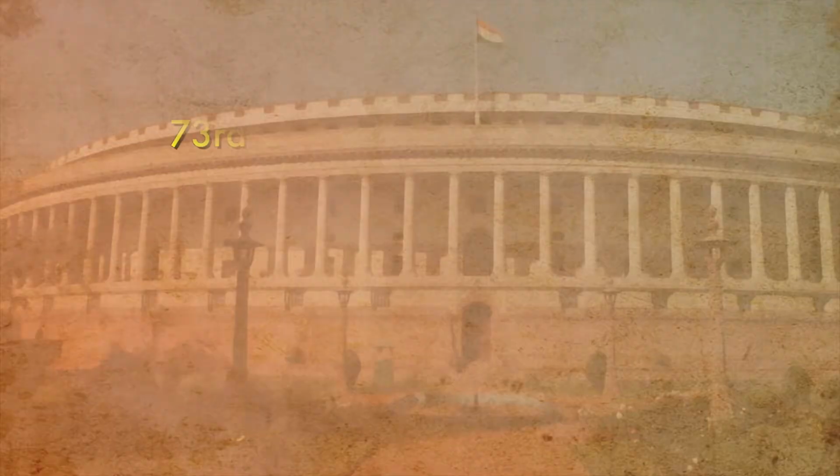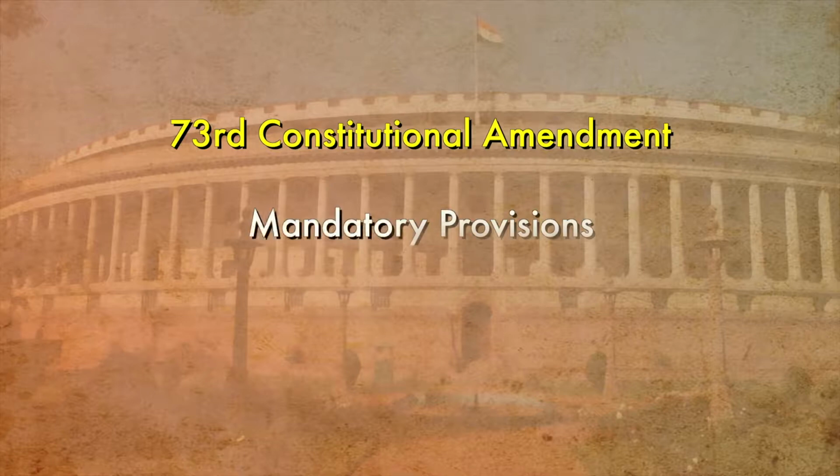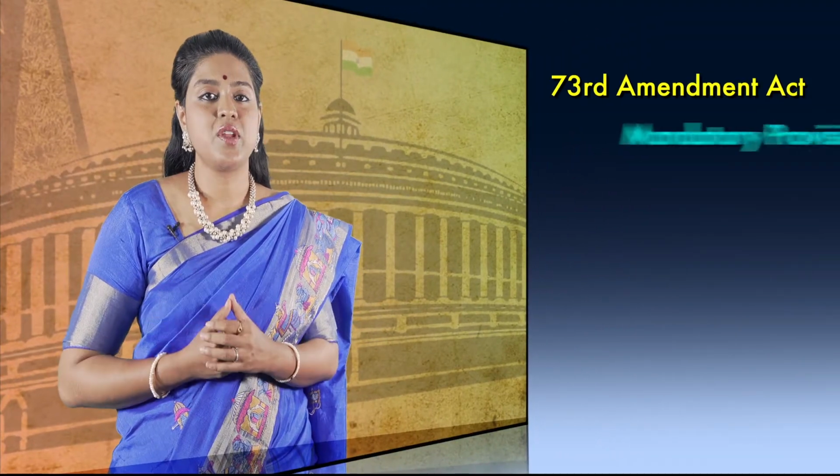The key features of the 73rd Constitutional Amendment fall under two categories: mandatory provisions and discretionary provisions. Now, we are going to look at these provisions. First one is mandatory provisions.